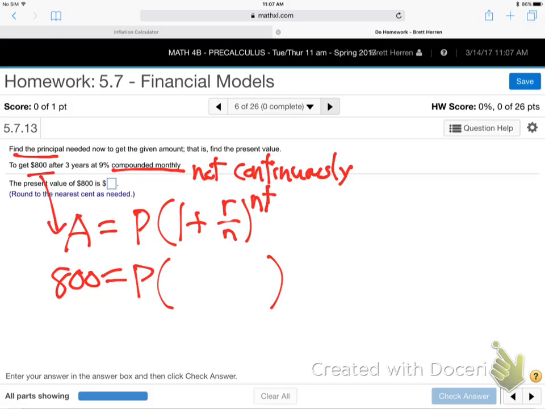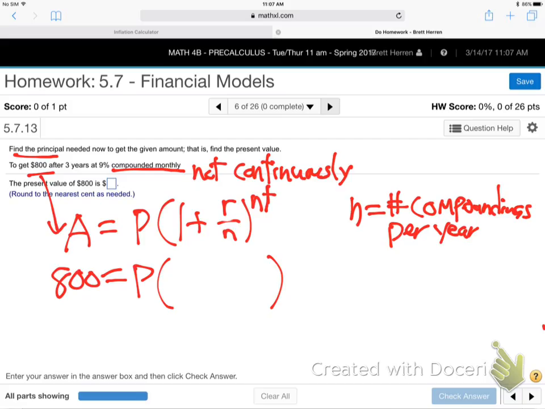The R is 0.09. What's the N? Do you remember what the N is? 12. Yeah, N is the number of compoundings per year. Well, that probably goes off the screen. So N is 12. So monthly is 12. If they say quarterly, it's 4 times a year. If they say semi-annually, that's twice a year. I'll just leave that like that. So the R is 0.09, the N is 12, and the T is 3 years. T is number of years, so that's 3.